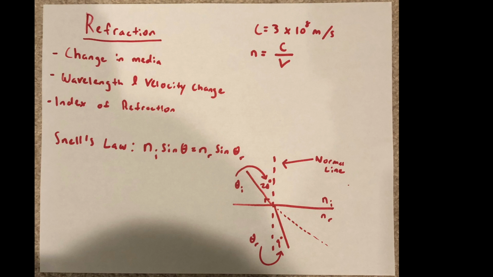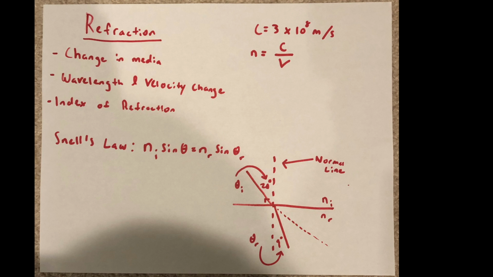Now, refraction is what happens when there's a change in the medium of the wave. And the two things that change for the waves are their wavelength and their velocity. If you remember from the velocity equation, this is because velocity equals wavelength times frequency. Now, if velocity and wavelength both change, then there has to be a constant, and the constant is frequency.